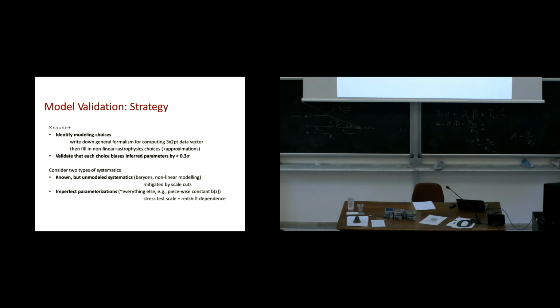And in general here, we consider two types of systematics. One is known but unmodeled or imperfectly modeled systematics. So it could be baryons or imperfectly modeled nonlinear modeling, which we deal with by throwing out data points, that is by scale cuts. And then for others, we have truly imperfect parameterizations.